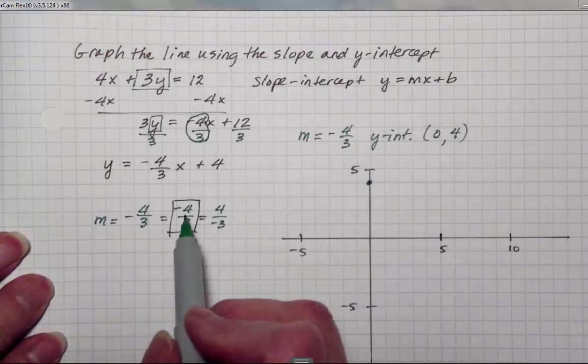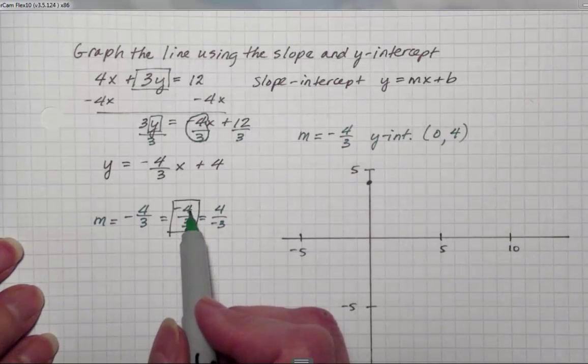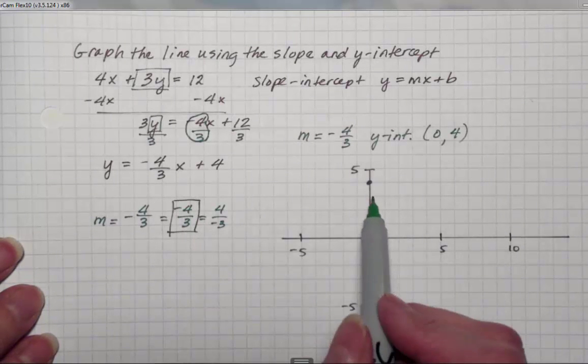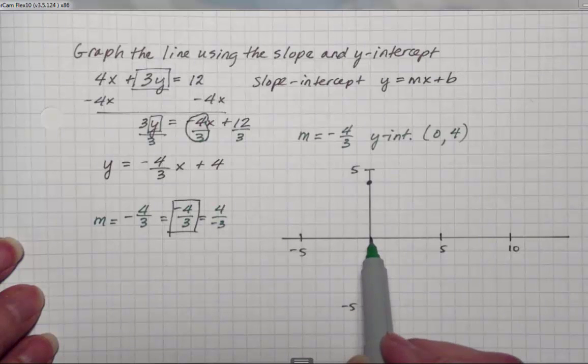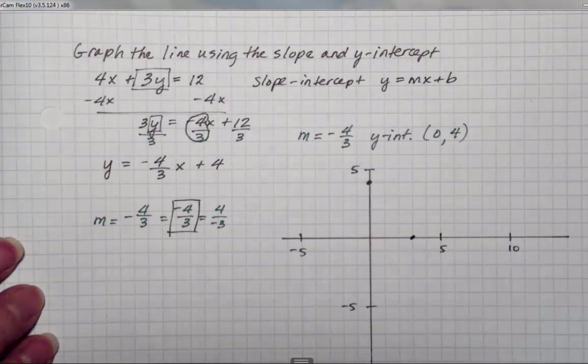Remember that it's change in y over change in x. So I'm going to be going down 4 units at the same time that I go to the right 3 units. So down 4, 1, 2, 3, 4, to the right 3, 1, 2, 3. And that gives me another point on my line.